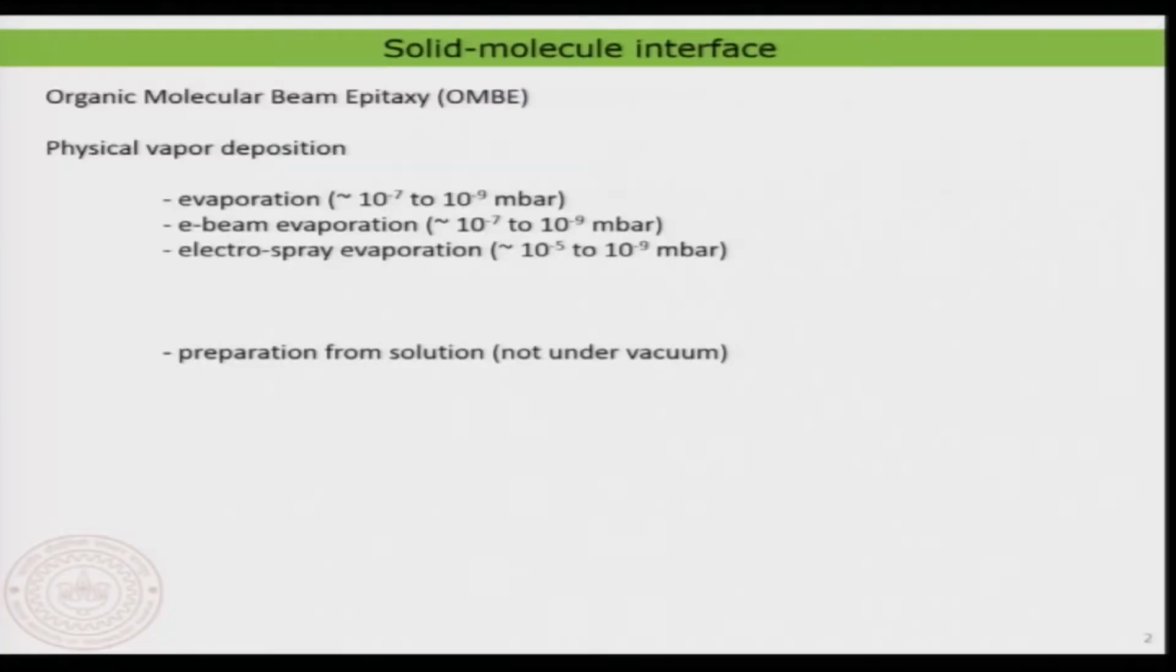Let me quickly go through what we have done in the previous class. We said that we use organic molecular beam epitaxy, and typically it is like evaporation or e-beam evaporation; both methods can be applied. I also told you that we can use something like electrospray evaporation for the preparation of a molecular layer. I will also show you an example of preparation from solution, because that is a very economic method for preparing molecular layers, though not as clean as the ones prepared by vacuum deposition or simple evaporation.